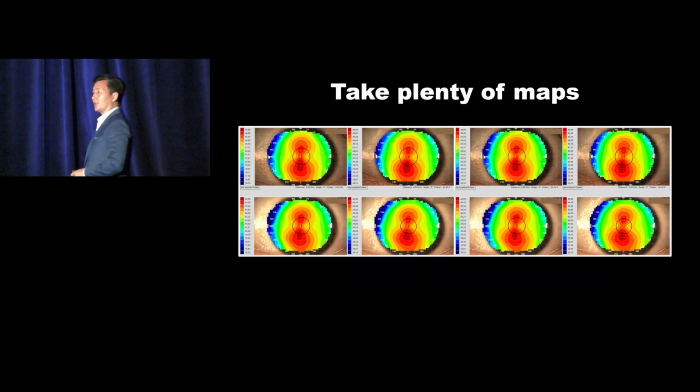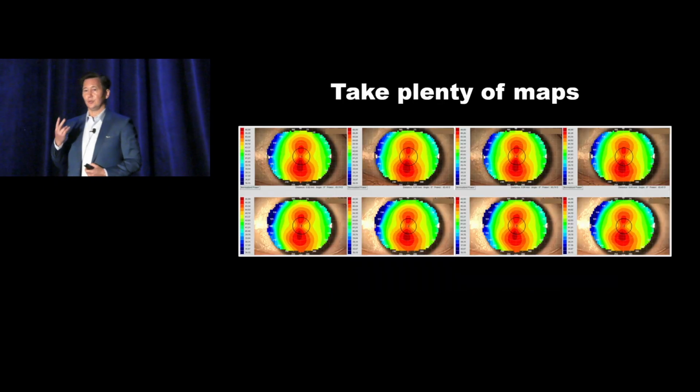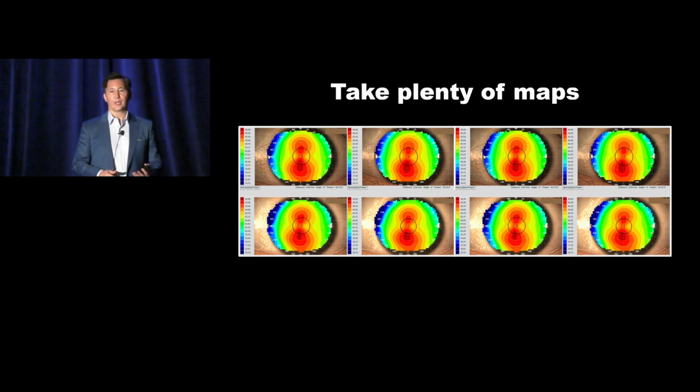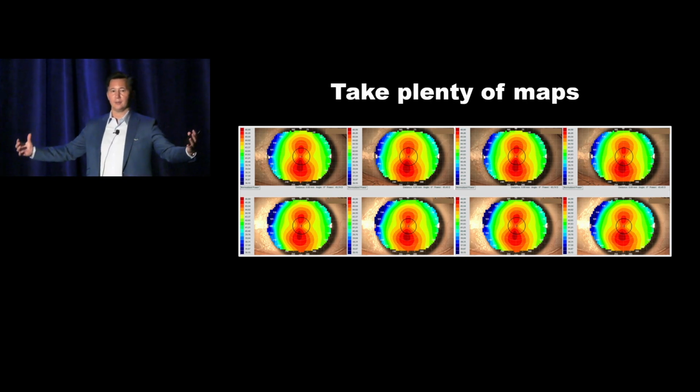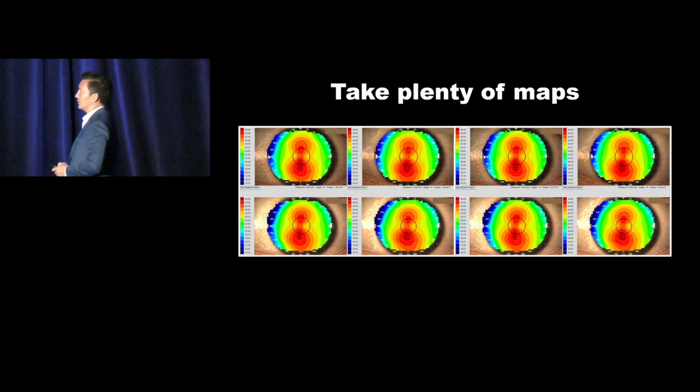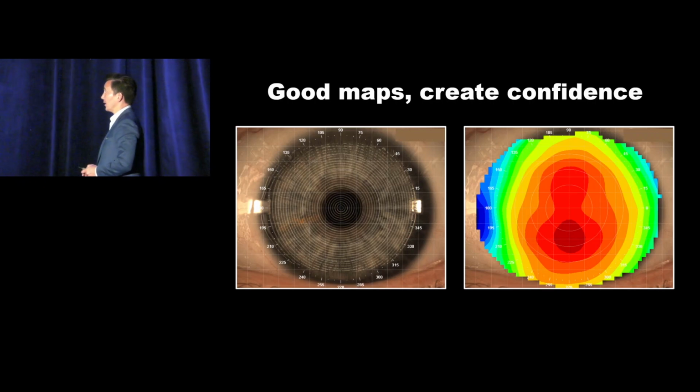Take lots and lots of maps. What I do is take 2 maps on the visual axis, 2 maps on the geometric axis, and 1 map in each of the 4 principal directions. The idea being I can merge all those maps together and create one larger view of the eye. So that's what I do.